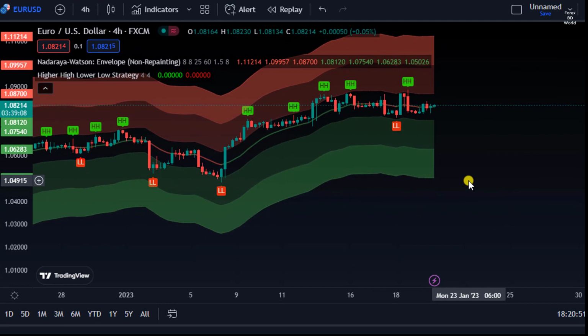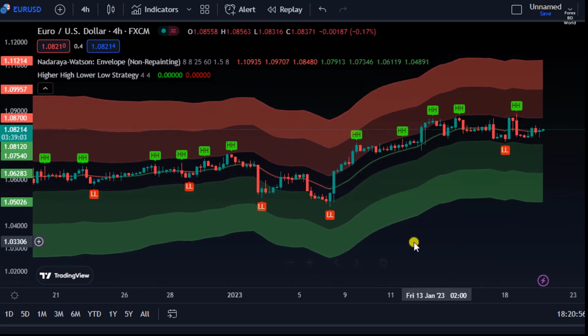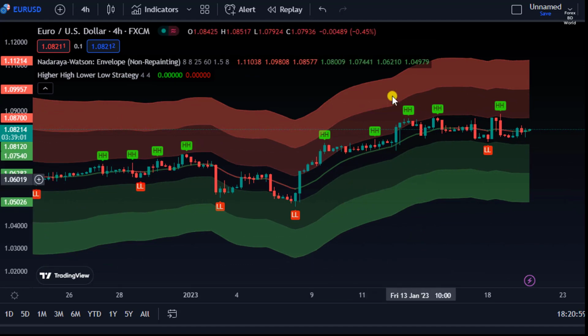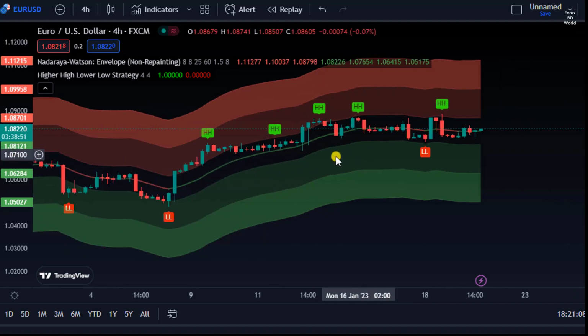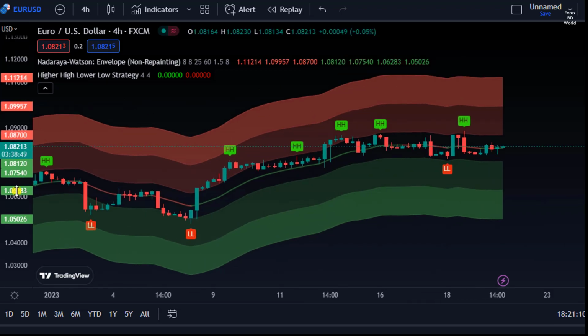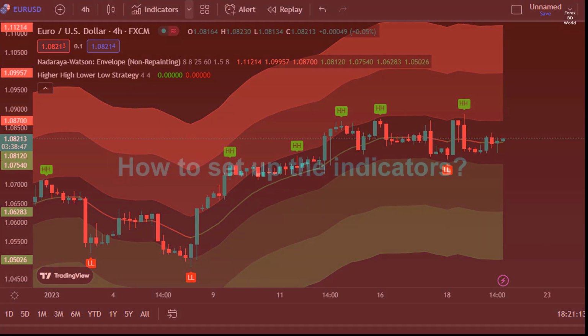Now we need to analyze, but first let's discuss these indicators a bit. Here you can see a lot of colored areas on the indicator. These are the boundaries, but the single line we see in the middle of the indicator is the baseline. We will do analysis with the help of this. We will show these things. Stay with us.